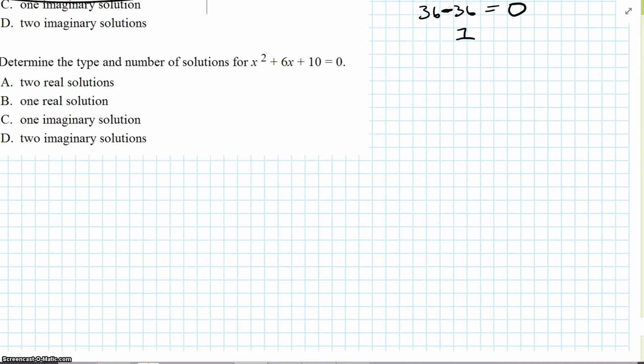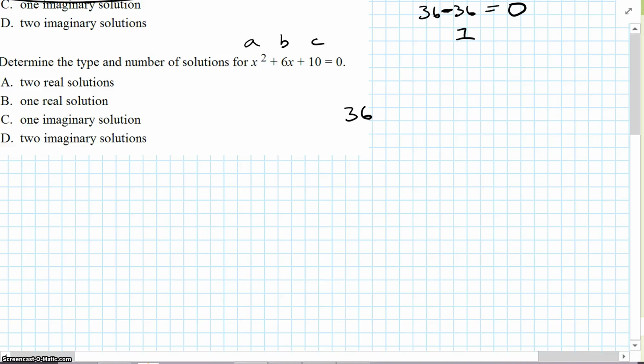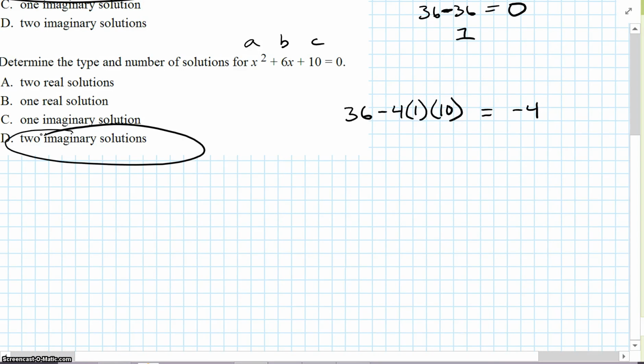Determine the type and number for this one. Okay, a, b, and c. b squared minus 4 times a times c equals negative 4. So there's 2 imaginary solutions. Okay, 1 imaginary is not even a possibility. Okay, moving on.